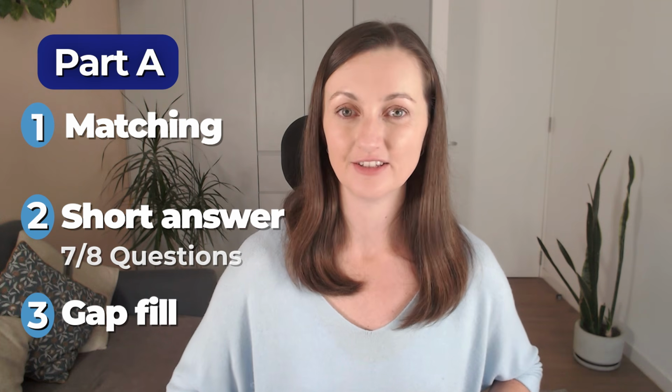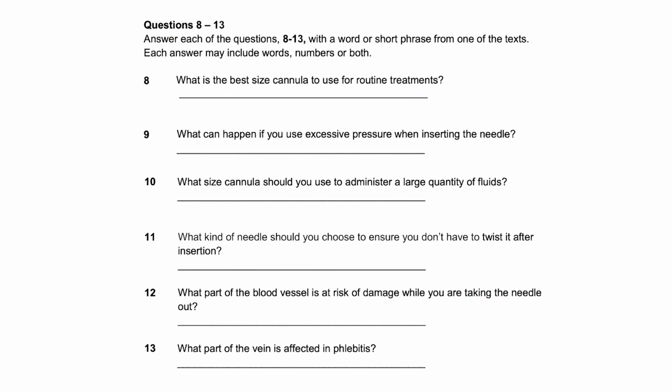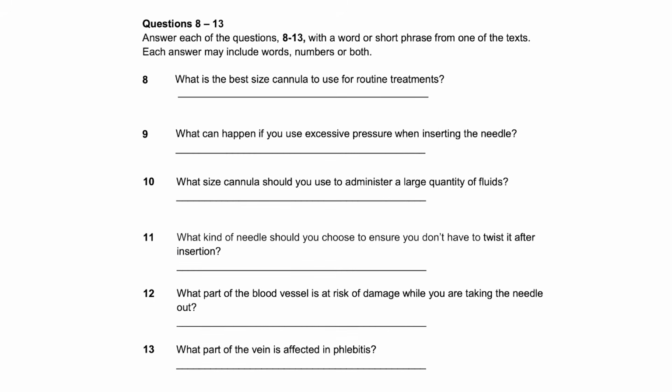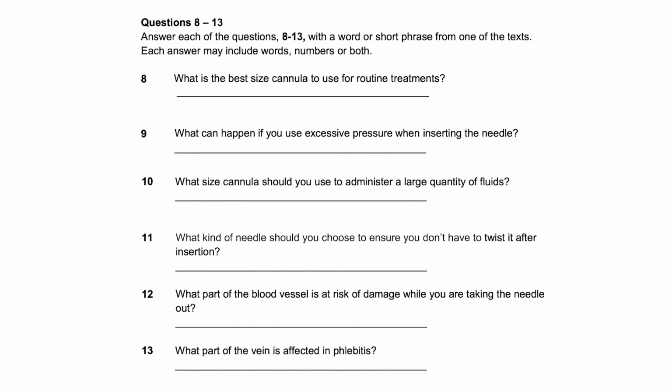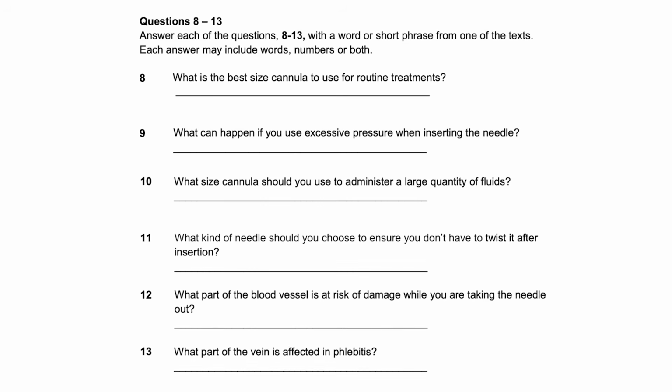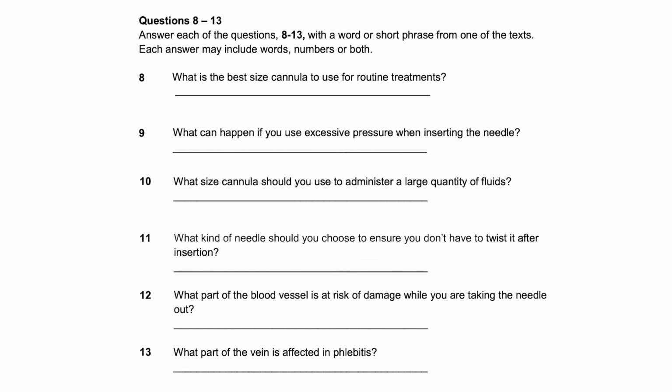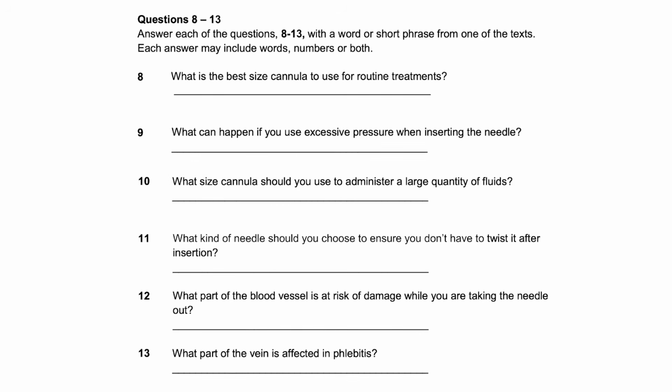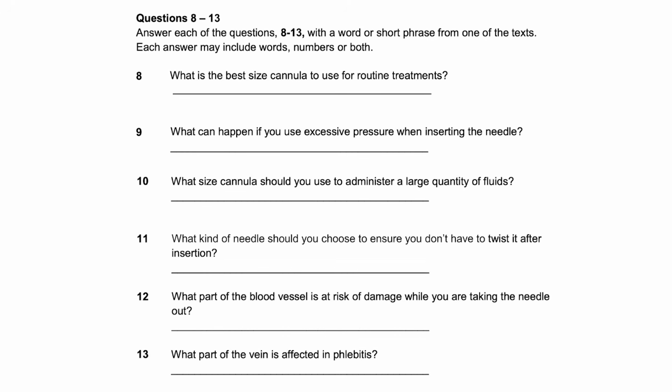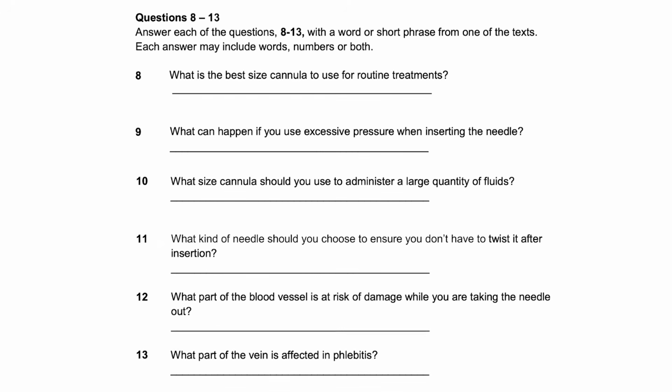So let's take a look at those. In this section of the test, you are simply going to answer each question with words, numbers, or both. For this part of the test, it's important that you don't write too much information. The idea is to directly copy a word or short phrase from the text in order to answer the question. These questions are going to require slightly more detailed understanding of the text in order to answer them correctly.